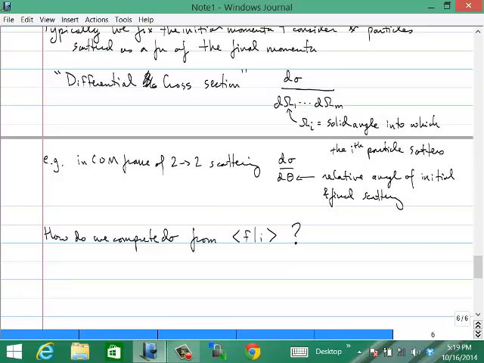Are you in the specific frame? In the center of mass frame? Well, so what I'm going to do is, I'll write down a formula that works in any frame.